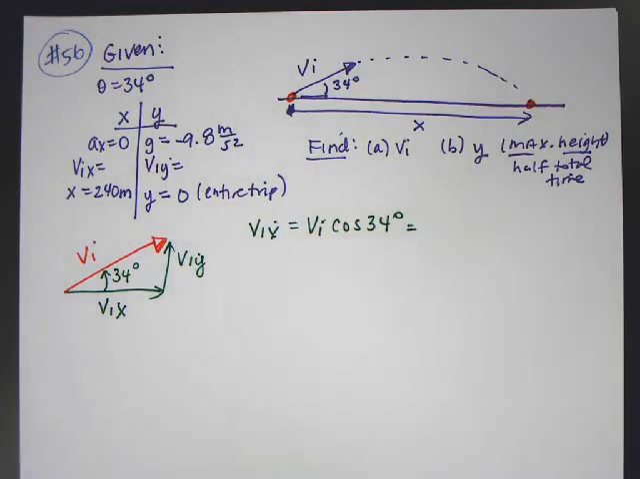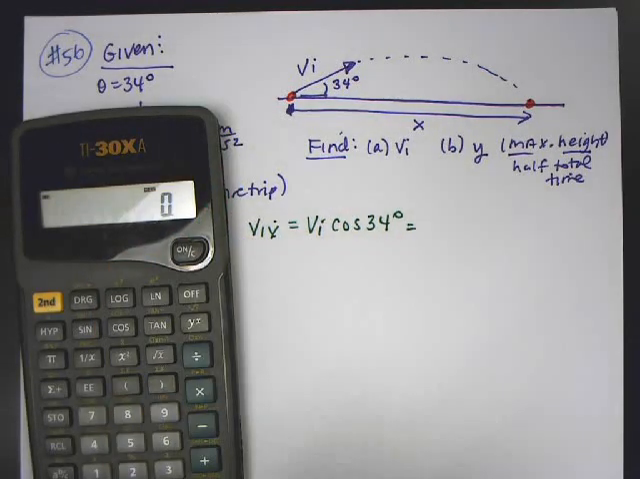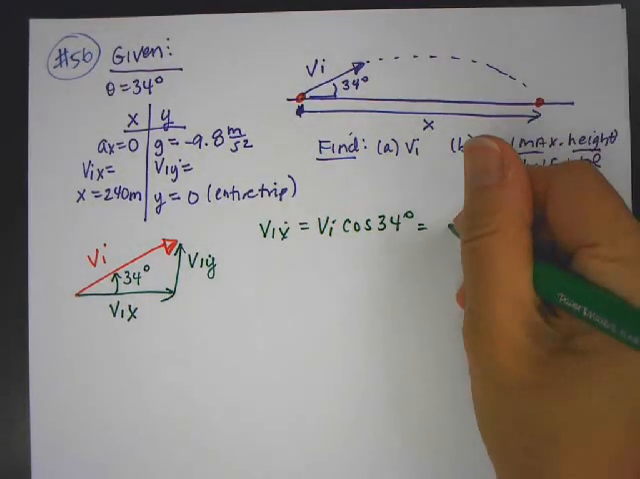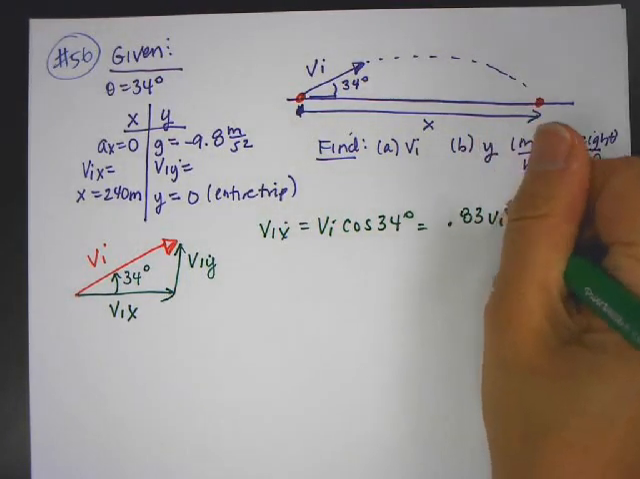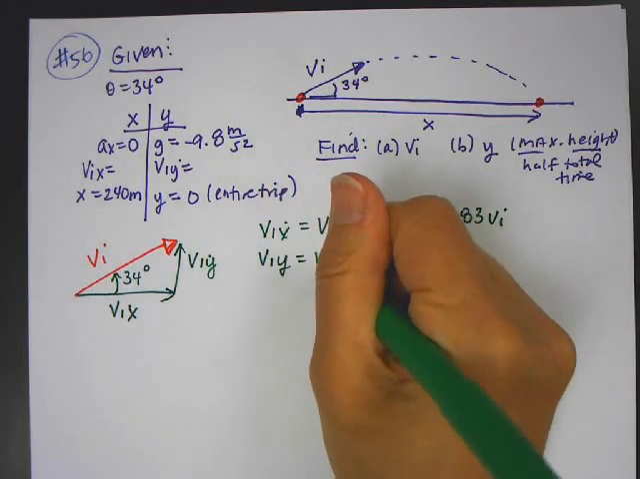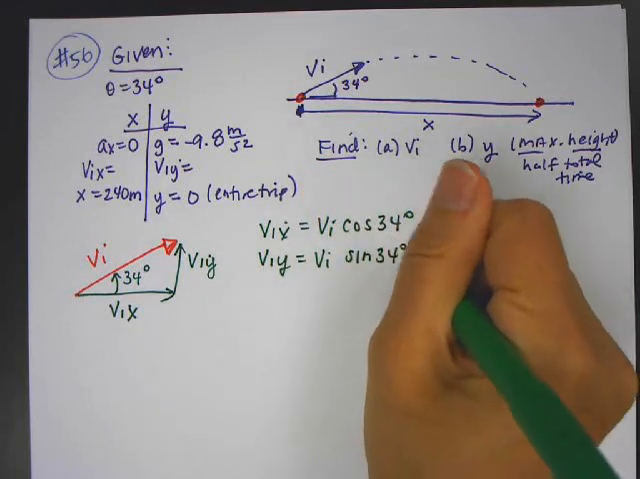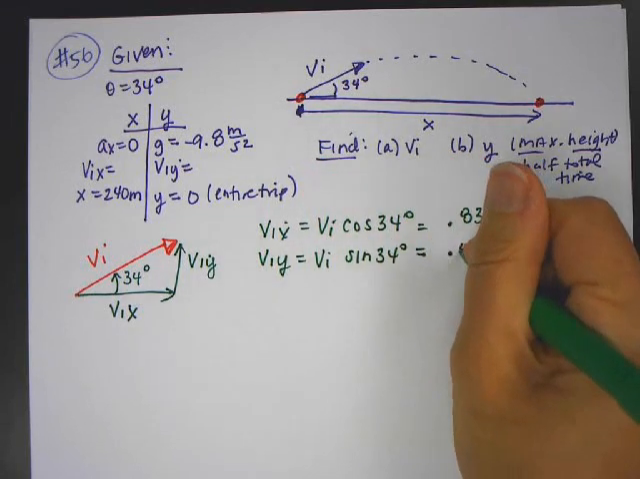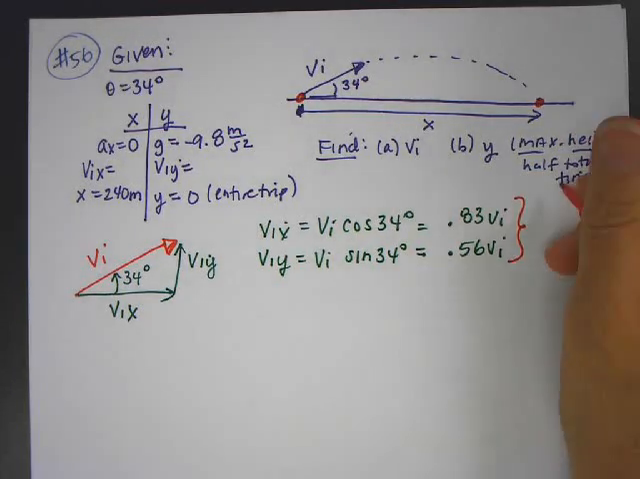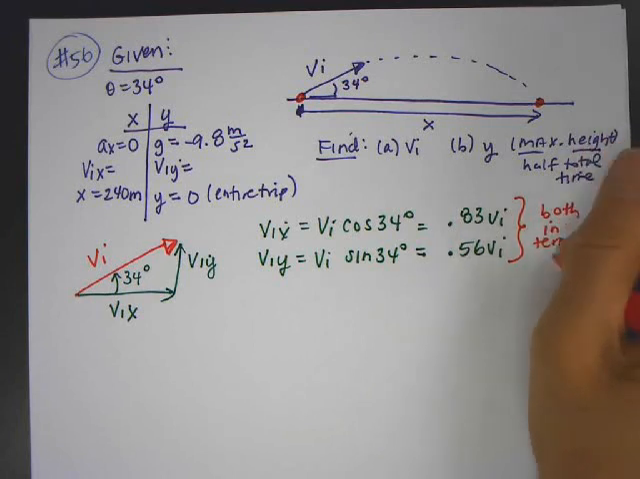And even though I don't know what VI is, if I take my calculator and I say 34 cosine, that comes out to be 0.829, so I'll say 0.83. So this is actually 0.83 times VI. If I do the same thing for VIY, this is equal to VI times the sine of 34 degrees, and this comes out to be 0.56 VI. So why did I do that? Well, now what I see is I have both variables in terms of VI.